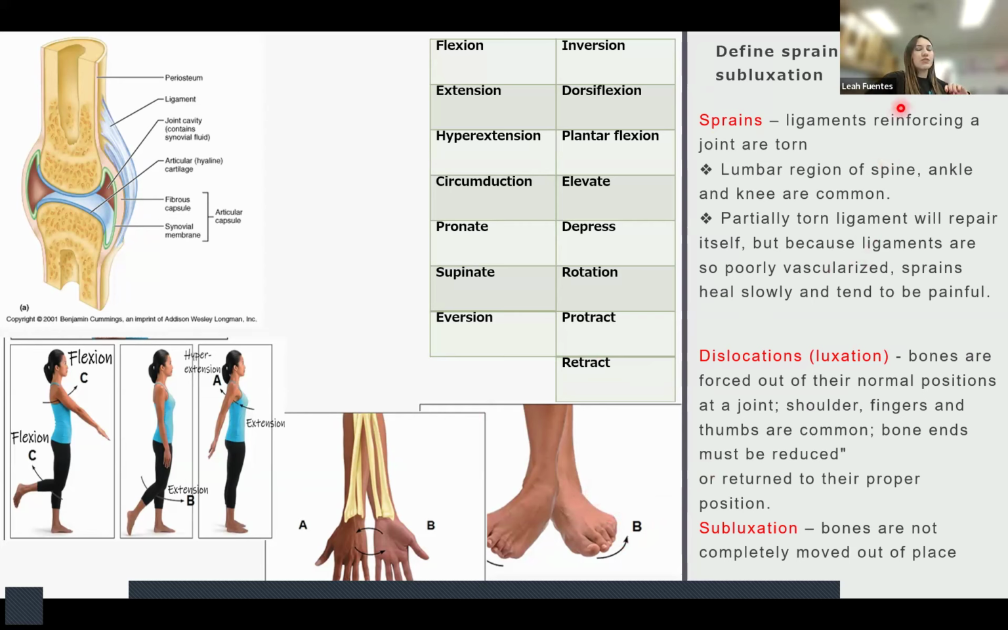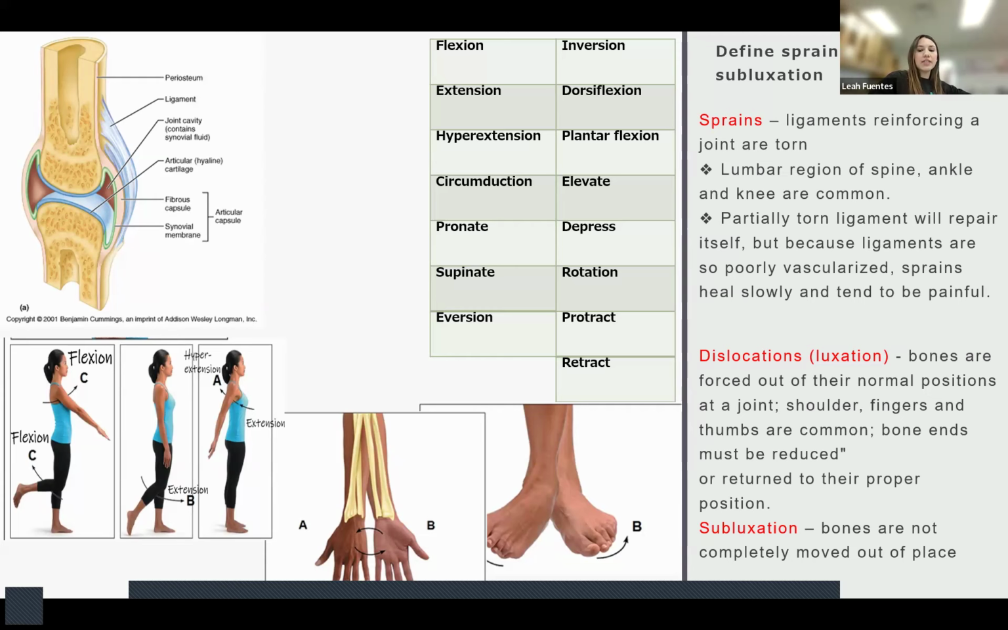And then some definitions you need to know and be able to differentiate between are sprain, luxation, and subluxation. So a sprain is when ligaments reinforcing a joint are torn. So we see this commonly in our spine, ankle, and our knee. A partially torn ligament will repair itself, but because ligaments are so poorly vascularized, sprains heal slowly and do tend to be painful. And then we talk about dislocations.